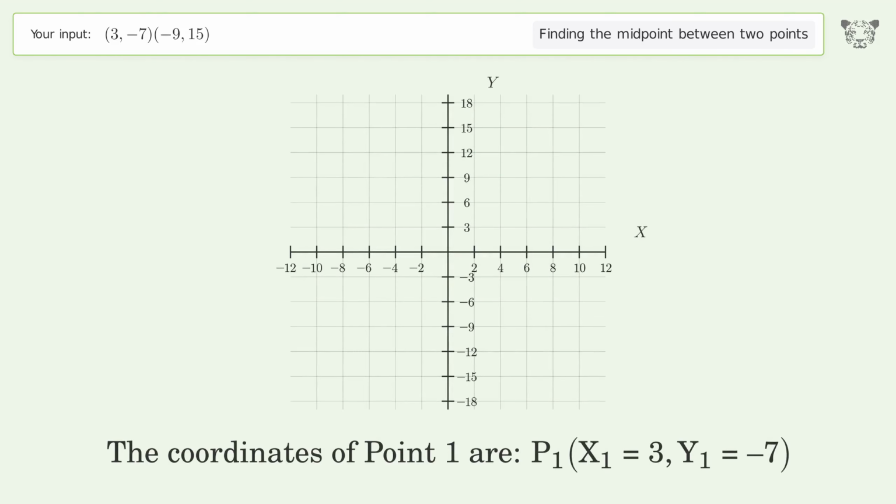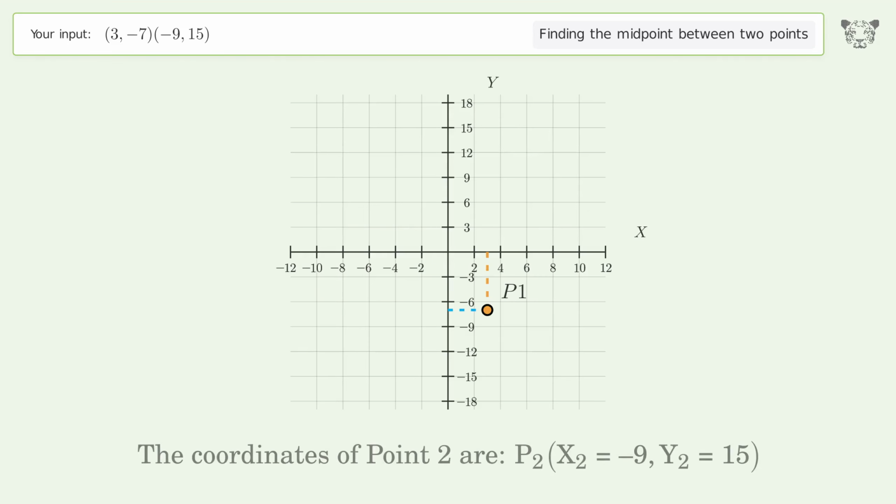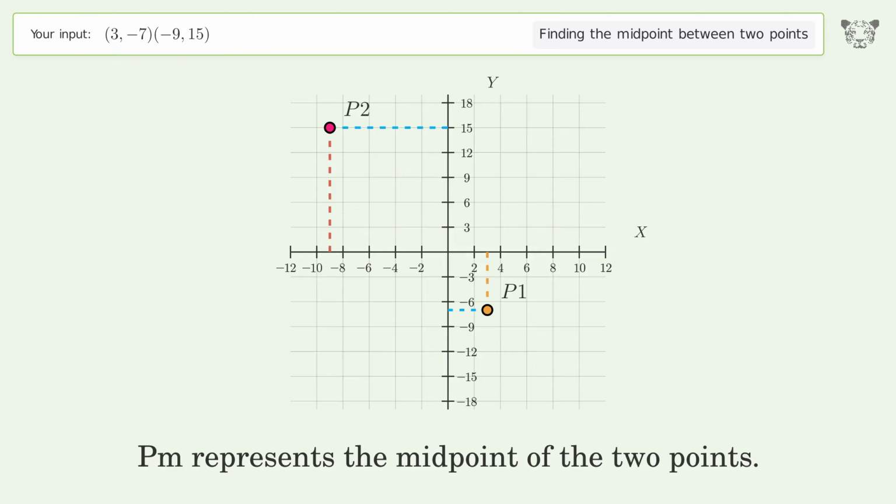The coordinates of point 1 are x1 equals 3, y1 equals -7. The coordinates of point 2 are x2 equals -9, y2 equals 15. PM represents the midpoint of the 2 points.